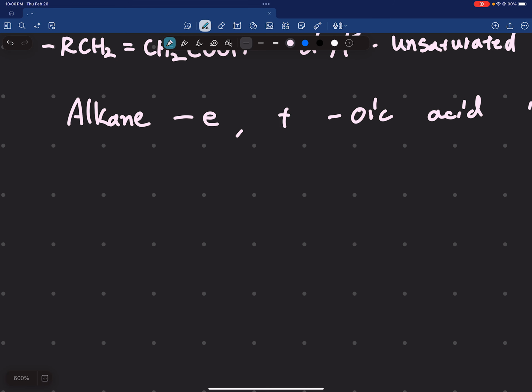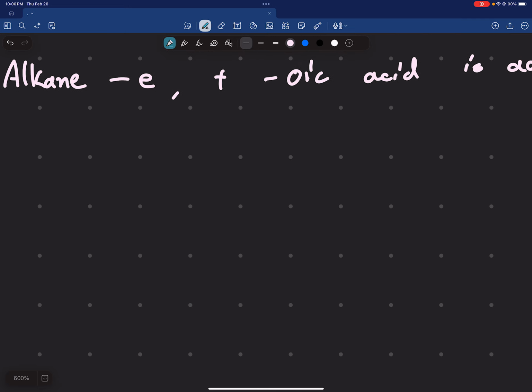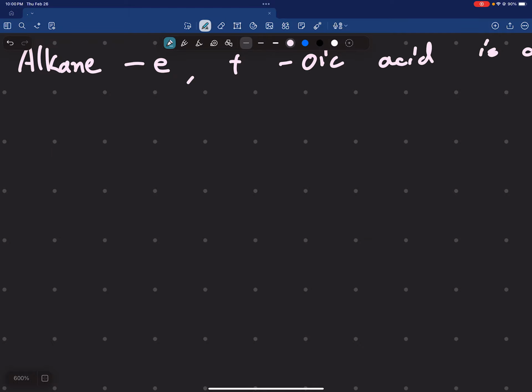Some common names that you might see for carboxylic acids are formic acid and acetic acid. The common names will be retained. Formic acid is methanoic acid, and acetic acid is ethanoic acid.